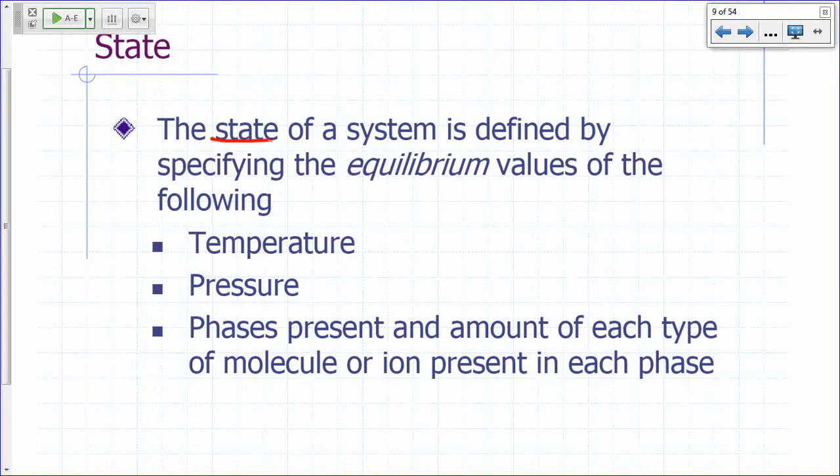The state of a system that is at equilibrium can be specified by specifying three things: the temperature, the pressure, and the phases present and the amount of each type of molecule or ion that's present in each phase. Because it's at thermal equilibrium, its temperature is well defined. It's at mechanical equilibrium, so its pressure is well defined. And it's at material equilibrium, so its composition is well defined. If you specify all of those, you're specifying what's called the state of your system, or the equilibrium state of your system. Okay?